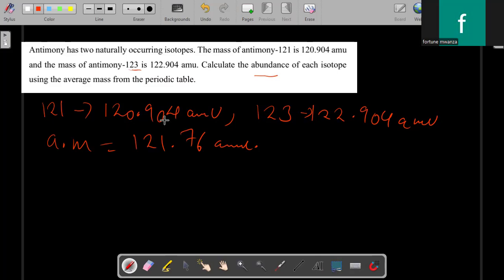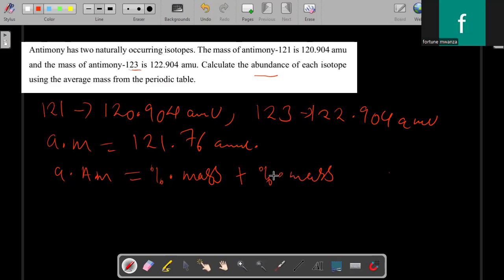So we know the average atomic mass is given by the percentage abundance times the mass number of your isotope, and then you add them for however many isotopes there are. Here we have two, so we get the percentage abundance of one isotope times the mass number of that isotope, plus the percentage abundance of the other times the mass of that isotope.